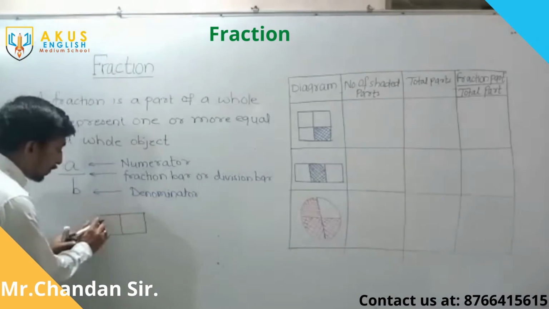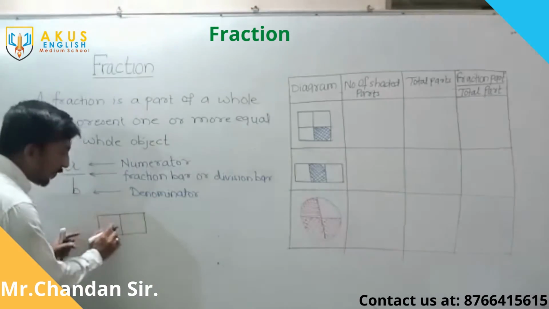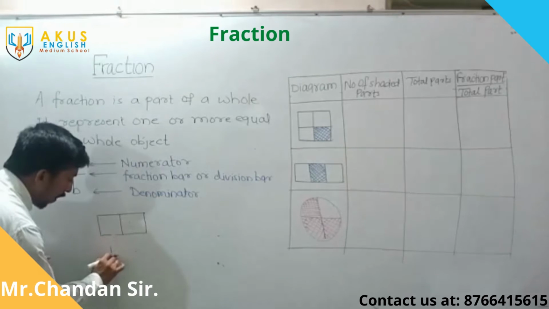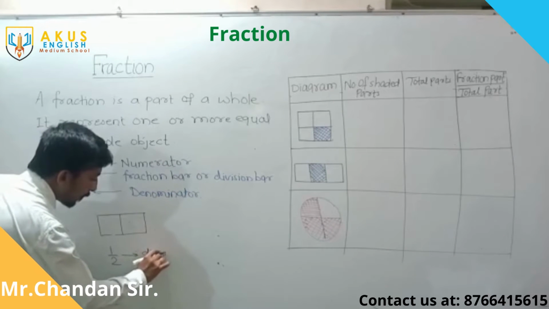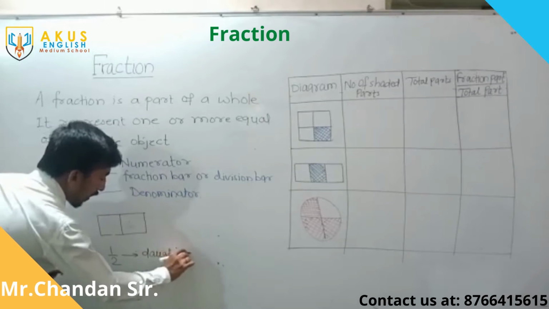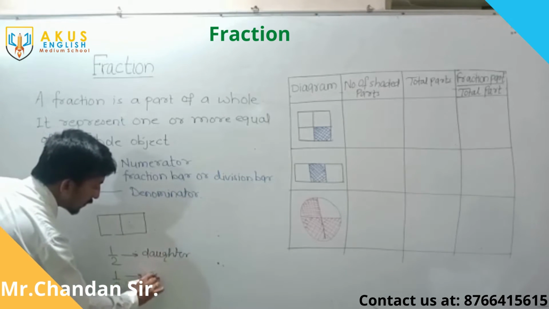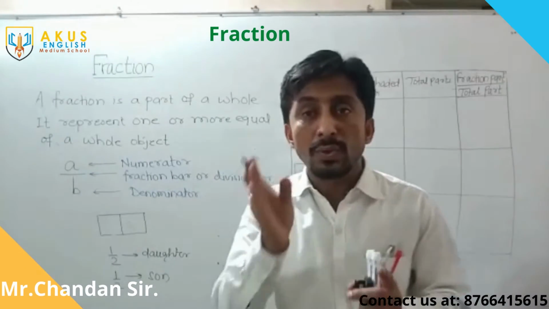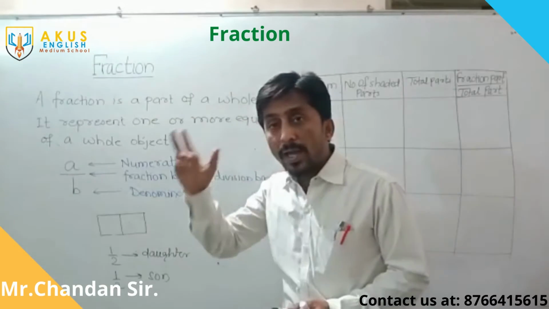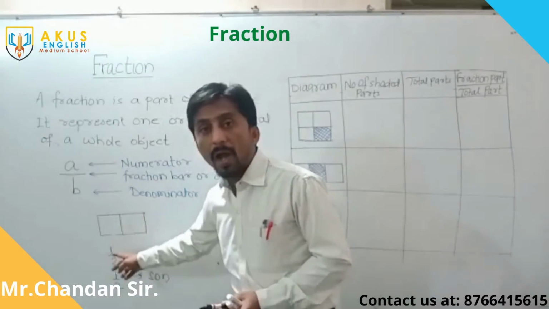How much will I give to my son and how much to my daughter? I will give half, meaning 1 upon 2, to my daughter, and 1 upon 2 to my son. So I divided this into two equal parts, and I have written this in fraction form as 1 upon 2, half.